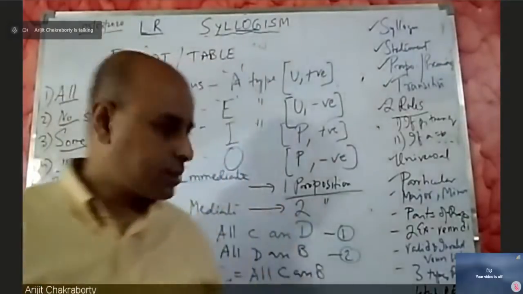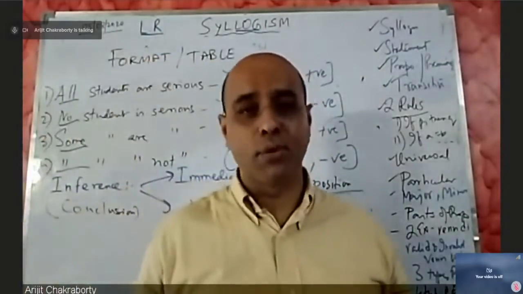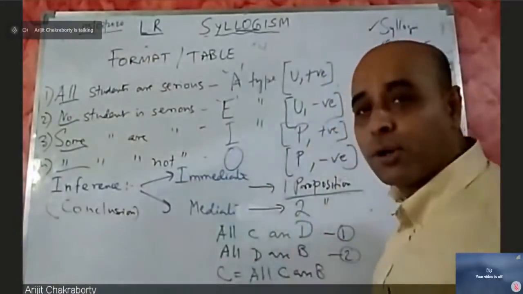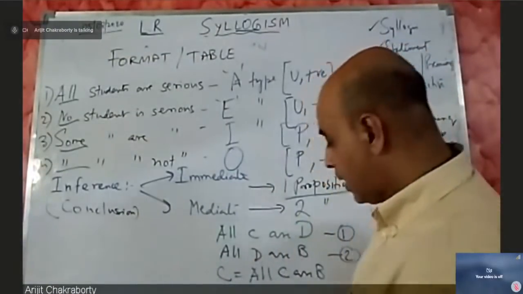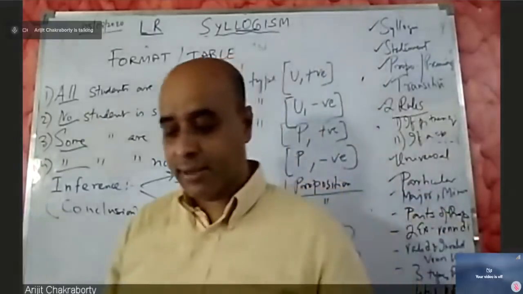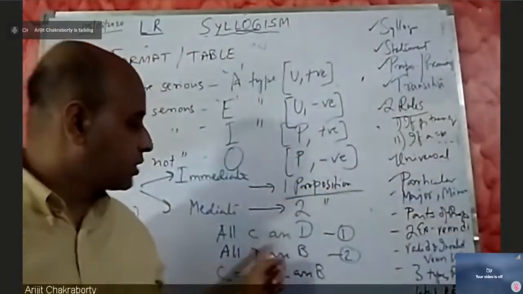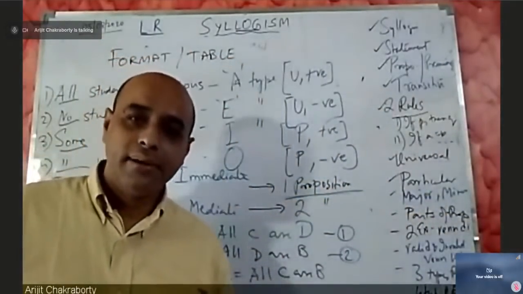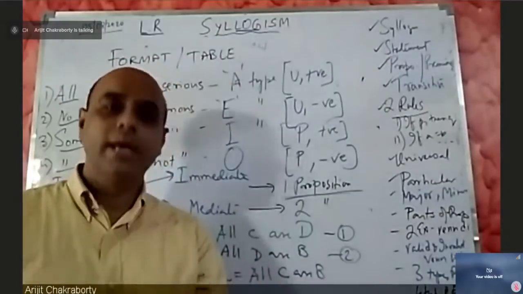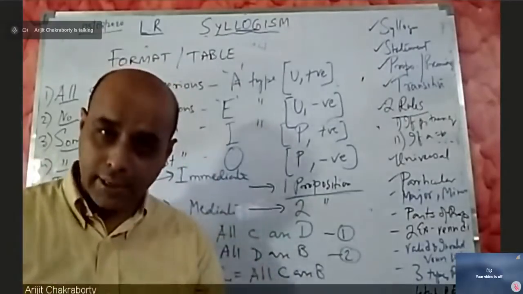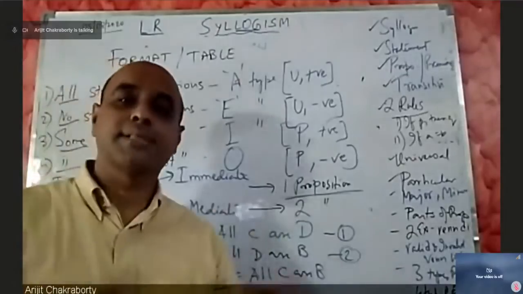So if I say, for example, you have C and D, I'll just give some words. Say all cats are dogs, and I write all dogs are black. All cats are dogs and all dogs are black. So the conclusion is all cats are black.